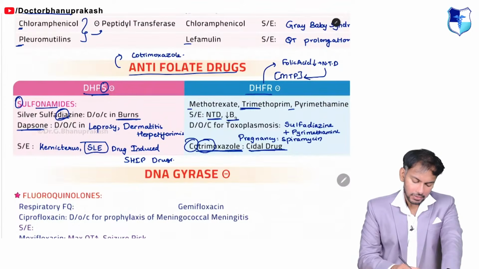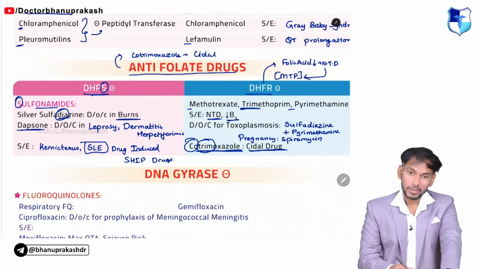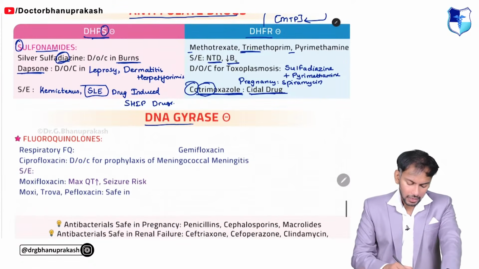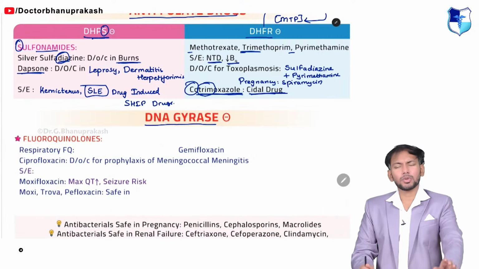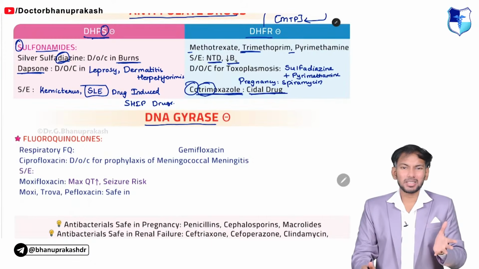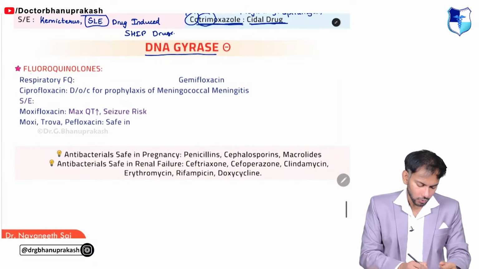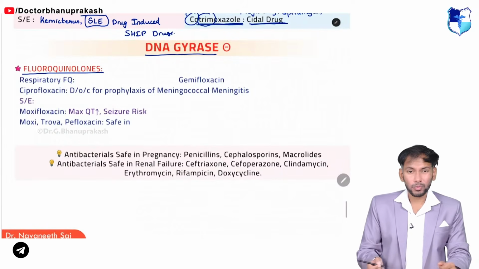Cotrimoxazole is cidal. This is one exception. Aminoglycoside is cidal in protein synthesis inhibitors. Okay. Now, coming to the last class, that is DNA gyrase inhibitors. If we block DNA gyrase, the replication is not happening. The DNA will die and the cell will die. Got it? So, here the drug names are fluoroquinolones.